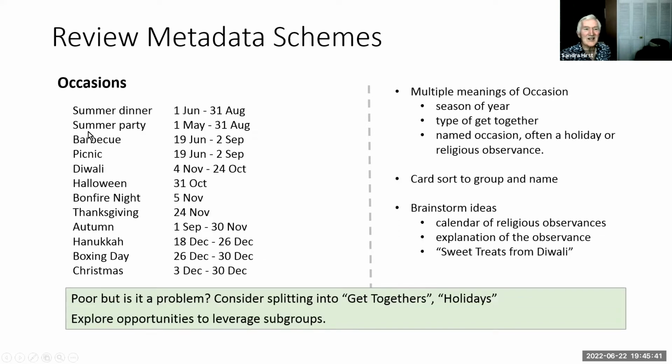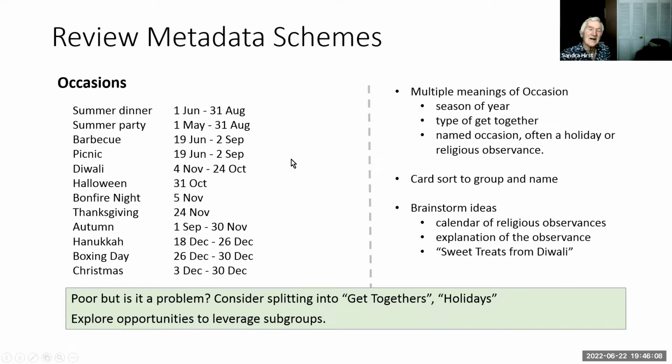If we turn to occasions, here's what we get. Summer dinner, summer party, barbecue, picnic, Diwali, Halloween, bonfire night, Thanksgiving, autumn. So many different things. It's a real schmoz. Season of the year, the type of get together, a named occasion like a holiday or a religious one. And if we wanted to, we could card sort those and come up with some categorization.